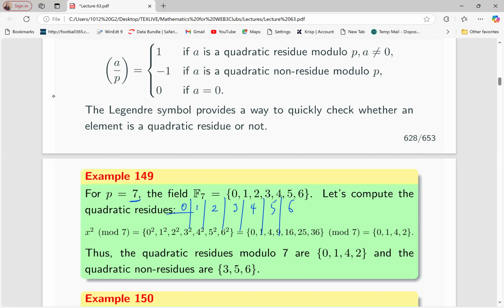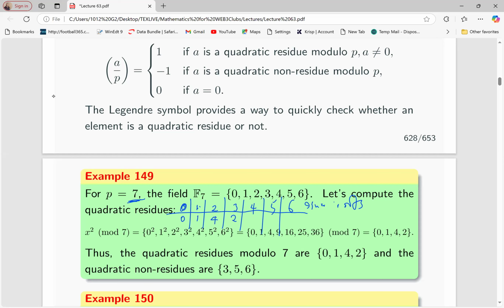I want to call these numbers the square roots. So let me just square them and see what I get. What I get are the quadratic residues. For instance, if I square 0, I get 0. If I square 1, and remember I'm doing it mod 7, this gives me 1. This gives me 4. This gives me 2.